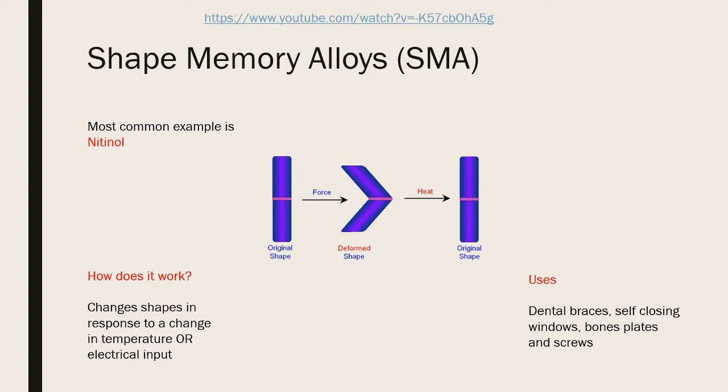Now this is also used commonly in things like dental braces. If anyone's ever had the train track braces, they can add a little bit of heat or a little bit of electrical current, and it will slowly go back to its shape, and it will set the teeth in place. It's also used if anyone's ever had pins or screws put into broken bones. It reacts with the internal body temperature and will slowly set the bone back into the correct place.